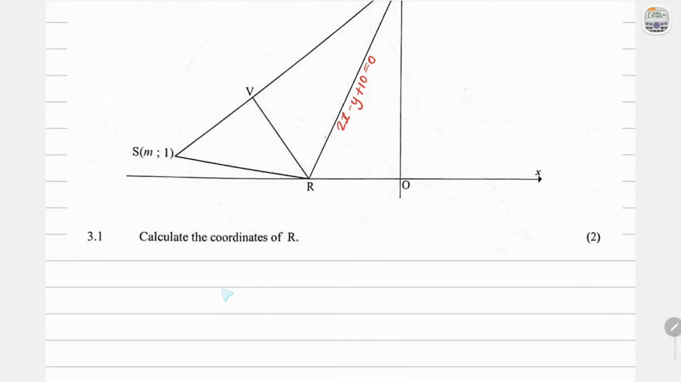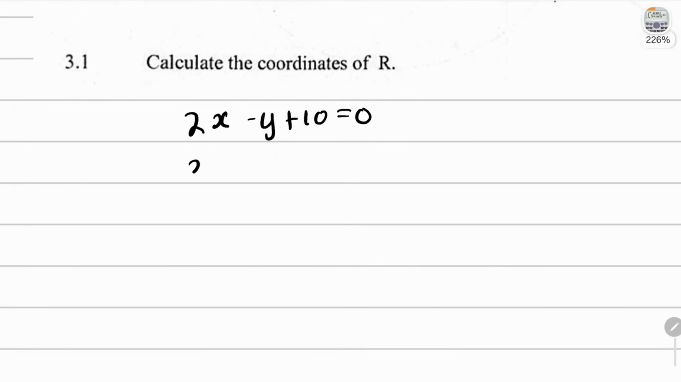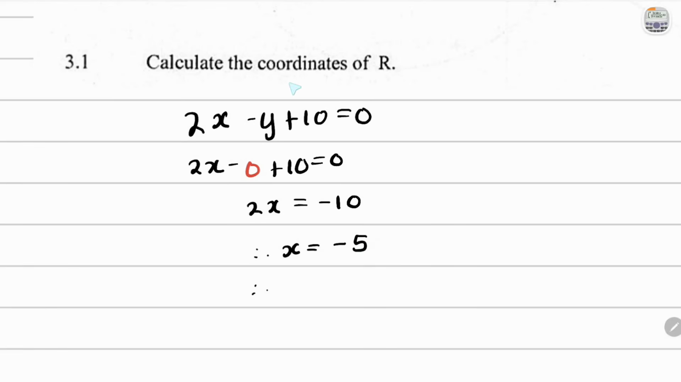Since we already have the equation of that line, 2x minus y plus 10 is equal to 0, all we have to do here is make its y value 0. So this is now 2x minus 0 plus 10 equals 0. And so that gives us 2x, and we still have plus 10, but we can take it over to get negative 10. Then if you divide both sides by 2, x is finally equal to negative 5. So that means that the coordinates of R are negative 5 and 0.